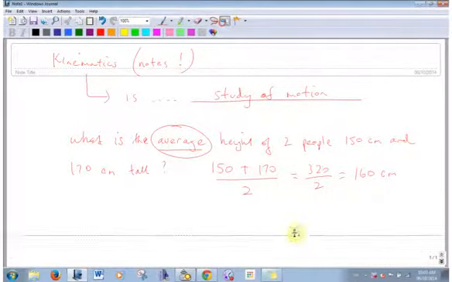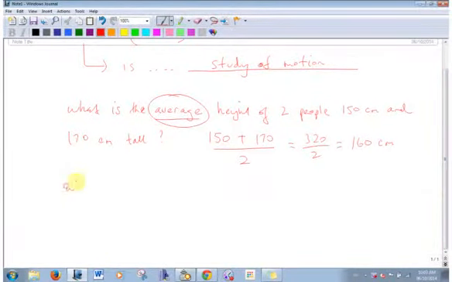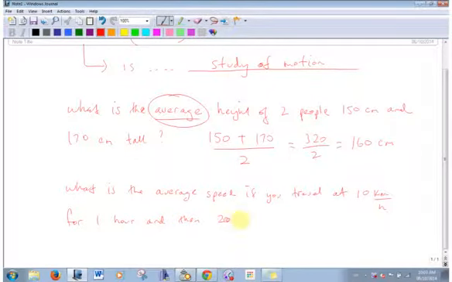Okay, so far so good. What if I'm talking speed here? You all know that. That isn't real physics notes, but let's come to terms with what this word actually means. What is the average speed if you travel at 10 kilometers an hour for 1 hour and then 20 kilometers an hour for 2 hours?